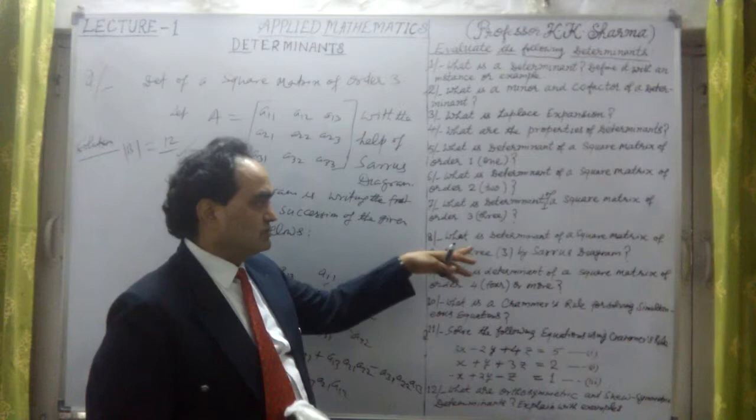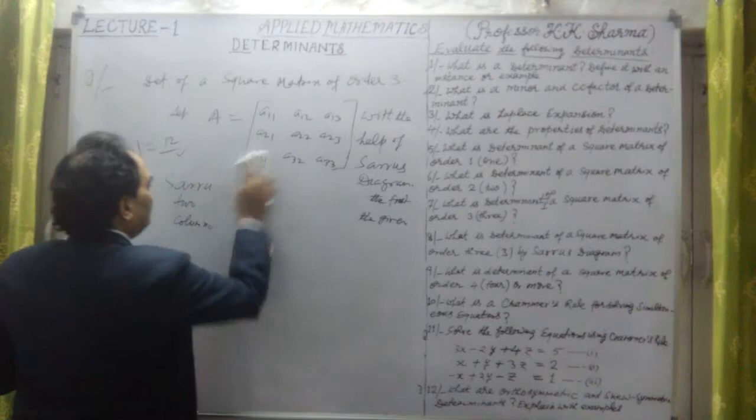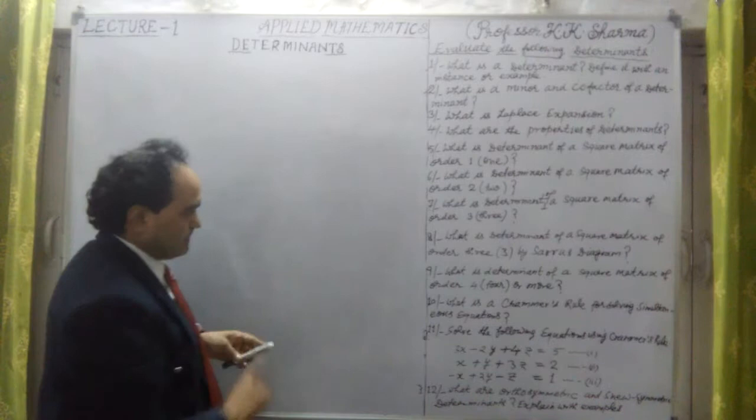Now let me talk about what the determinant value of a square matrix of order 4 is. That is question number 9 here. Now let me talk about this question number 9.